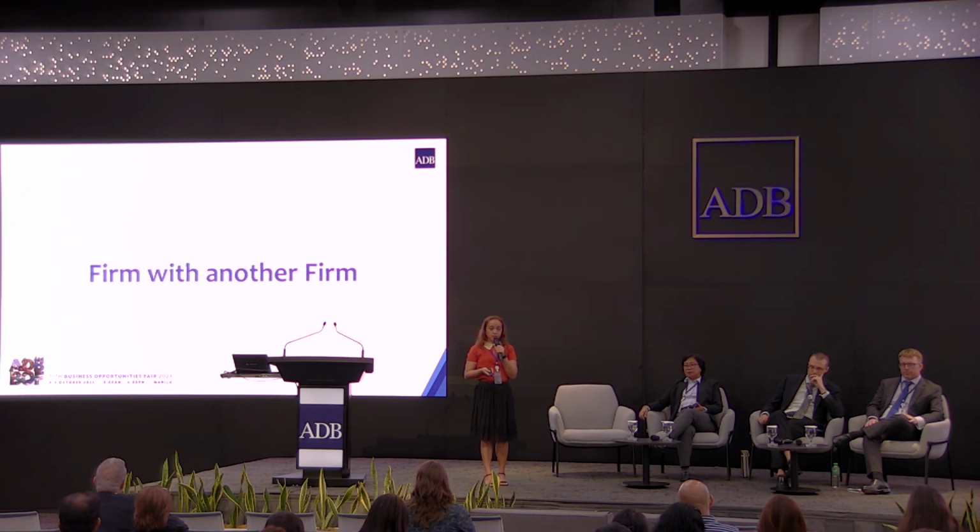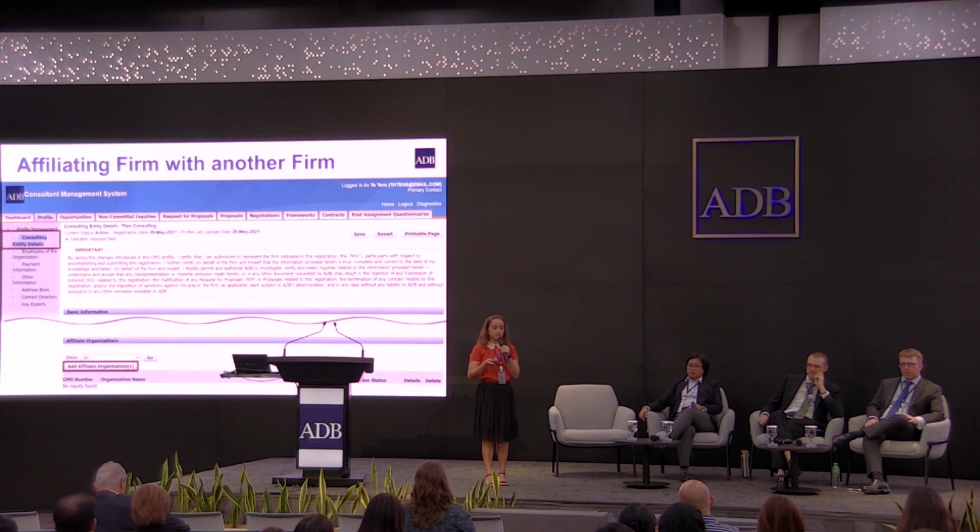Okay, so the last one about affiliation is when a consulting firm would like to be affiliated with another consulting firm. Maybe this will work if you want to have a project together as a joint venture or a sub-consultant. So you would want to be affiliated. You would want to have a confirmed affiliation with that consulting firm. How do you initiate that in the system?